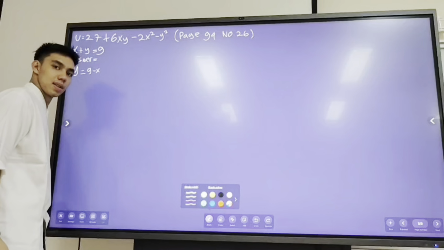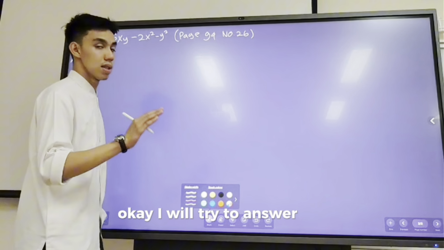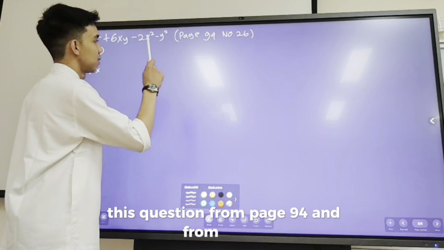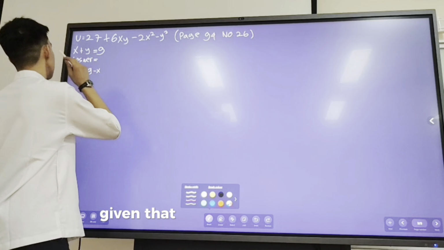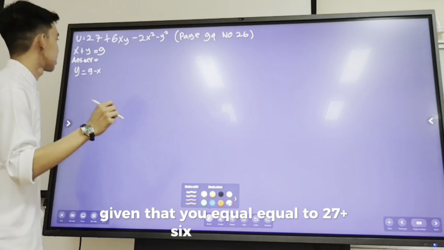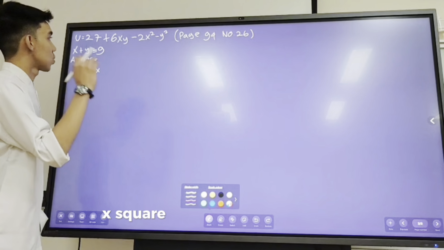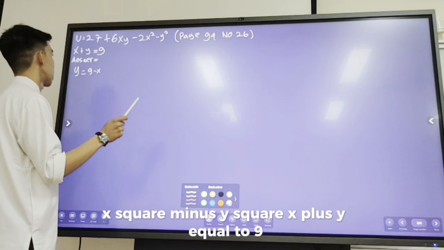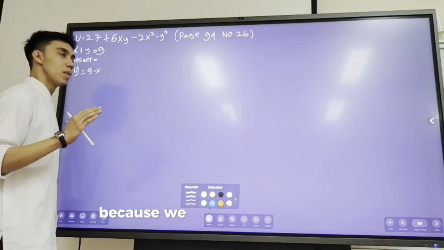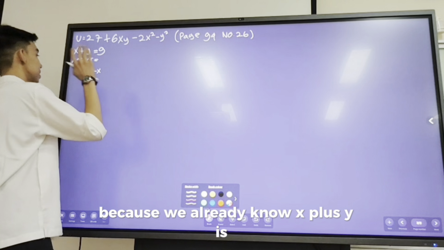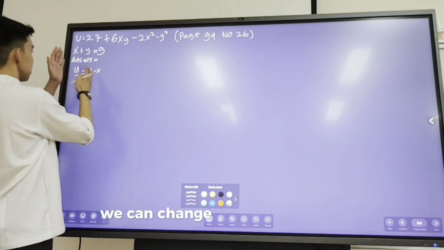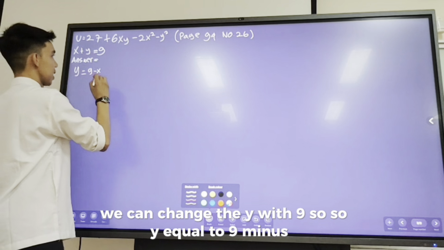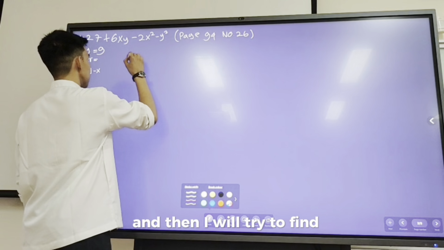Okay, thank you. Okay, I will try to answer this question. This question is from page 94, number 26. Given that u equals 27 plus 6xy minus 2x squared minus y squared, and x plus y equals 9. Because we already know x plus y is 9, y equals 9 minus x.